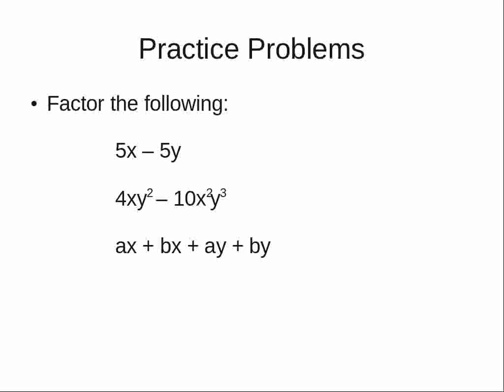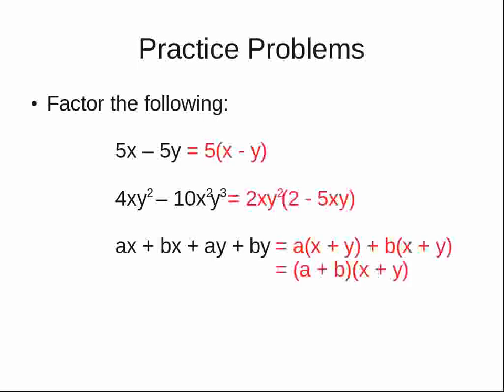Now, would you please factor these three expressions? I have 5x minus 5y, then I have 4xy squared minus 10x squared y cubed, then I have ax plus bx plus ay plus by. All right, pause the video and try that now, please. All right, solutions. First one, 5 times the binomial x minus y. Second one, 2xy squared times the binomial 2 minus 5xy. The last one, the product of binomials, a plus b times the binomial x plus y.